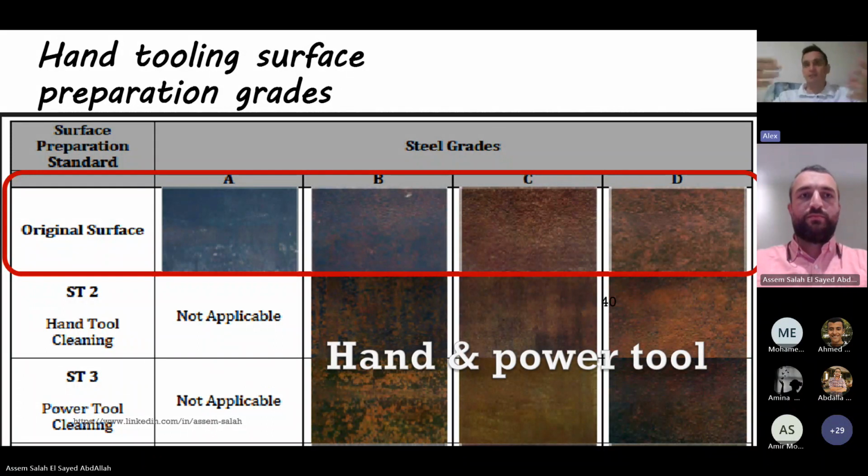It depends on which grade of steel we have in front of us. So yes, if it's possible to use ST2 or ST3 on the old weathered steel with grade C or D, it's better to use this. But if there is mill scale, you must absolutely use dry abrasive blasting.